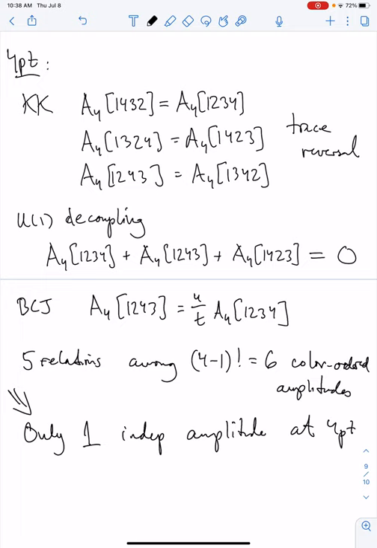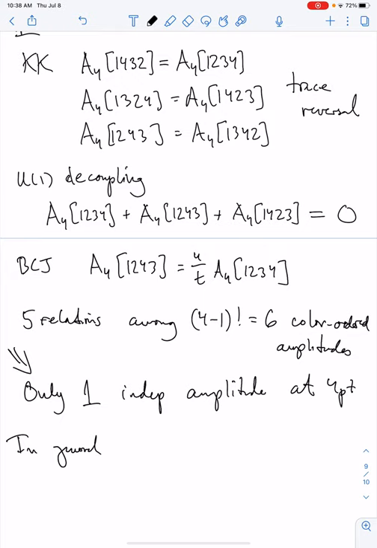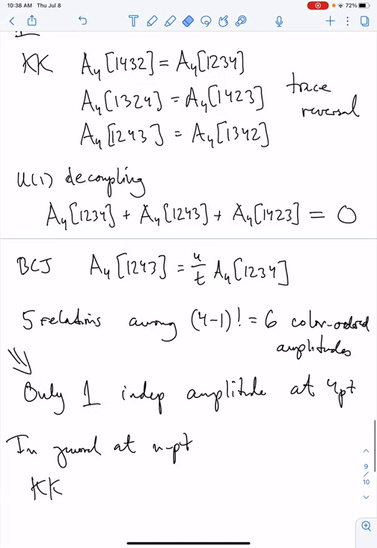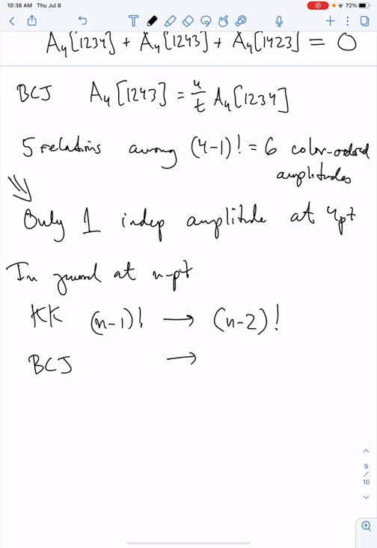In general, at n-point, you find that the combined KK plus BCJ relations, actually we could split it in more, the KK relation reduces n minus 1 factorial amplitudes to n minus 2 factorial, and then BCJ further reduces that to n minus 3 factorial amplitudes. So the combined KK and BCJ relation means that there's only n minus 3 factorial independent amplitudes.